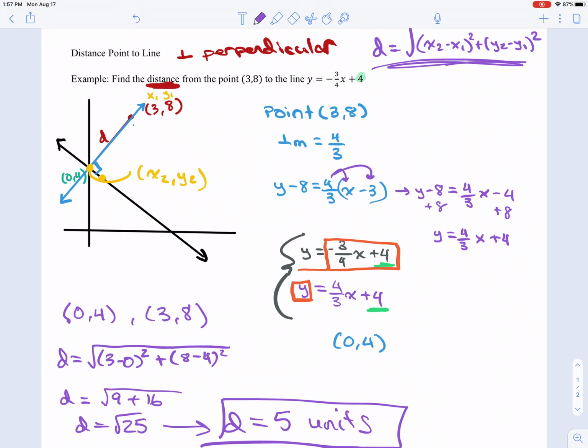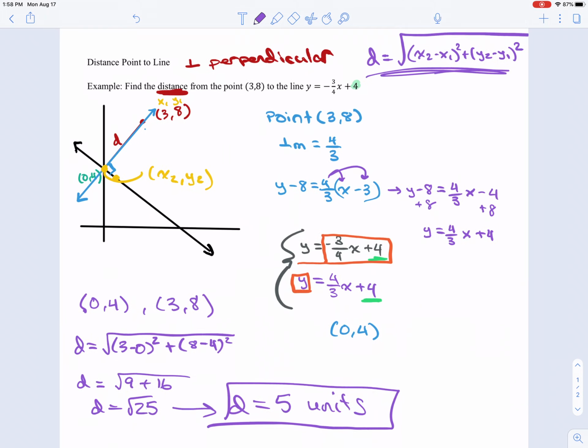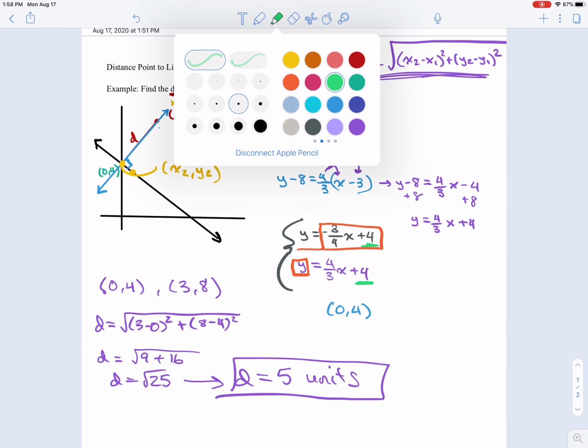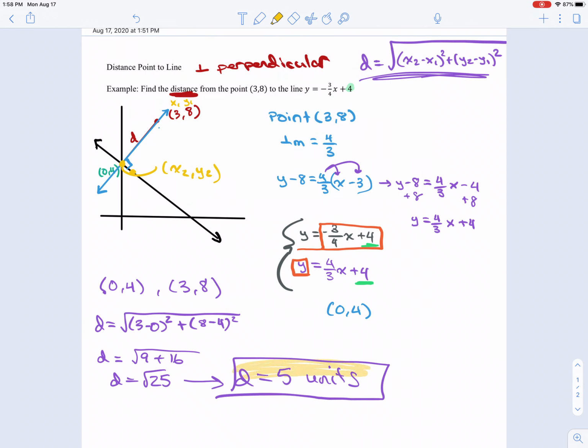Tomorrow in class, I'm going to show you a shortcut because I'll be honest, this is the correct answer. It's just not the most efficient way of doing it. So I'll show you a way that hopefully speeds things up. But conceptually, I just need to make sure you have an idea of what it is we're looking for. We're still talking about distance, and I'll see you in class tomorrow.